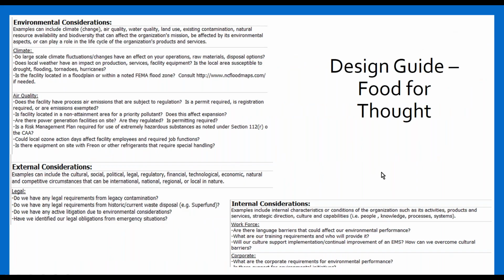Okay, so I mentioned that one of the handouts is this document called Design Guide Food for Thought. When we were looking at this standard originally, we developed this document as something for folks to look at and think about as things you may want to include in your organizational context. And this is just a screenshot. It does include everything, but if you're someone that's implementing an EMS and you look at our document, if you see something you think should be included, please let us know. We have used our members to help expand this, and it's been a great tool.